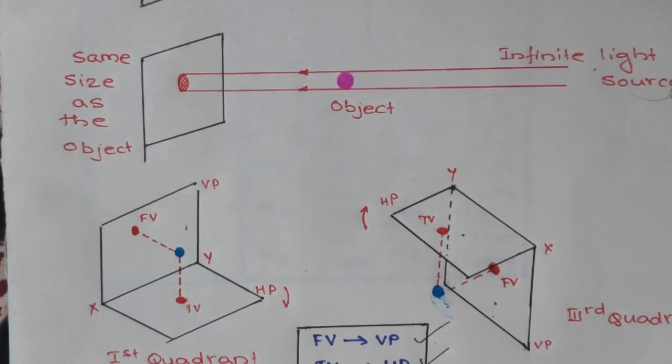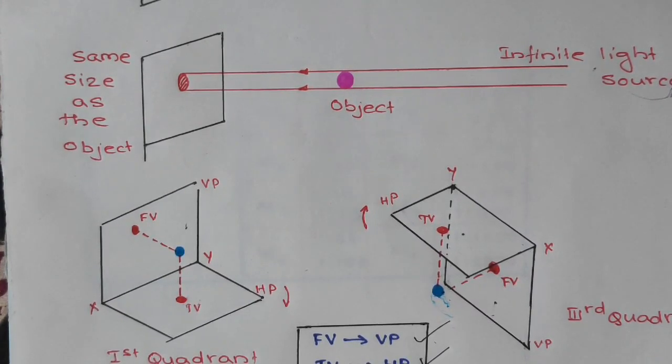We understood the concept of orthographic projection, and then we applied this concept to see how the object can be projected in all the 4 quadrants. So with this we end today's lecture on scales and orthographic projection.